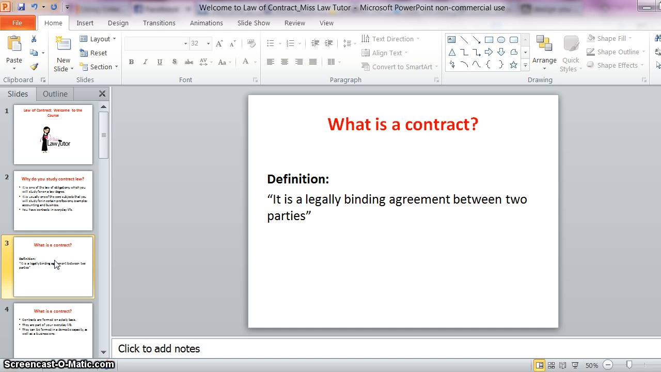So the question is, what is a contract? A contract is a legally binding agreement between two parties. So one party is agreeing to do something and the other party is agreeing to do something. And normally it is an exchange. And you'll learn from this course about what an exchange is.